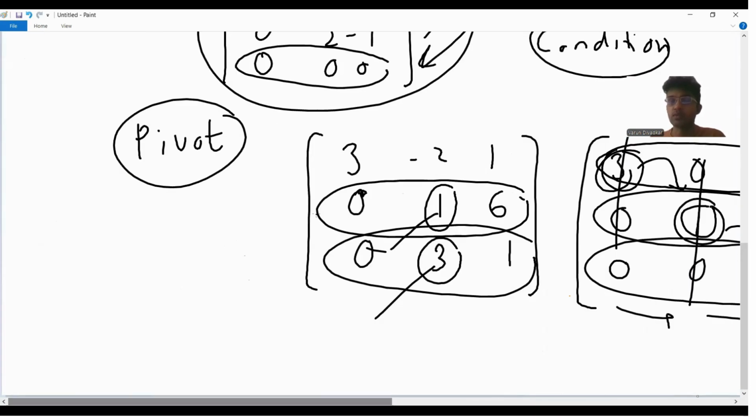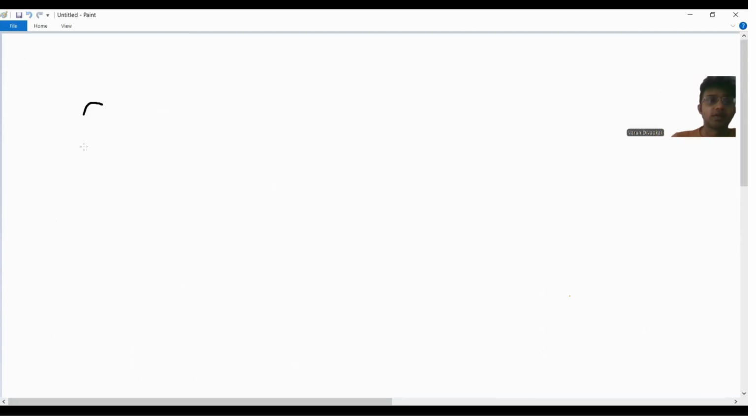Now using these two conditions, let's try to assess whether some of the matrices under discussion are echelon forms or not. So let's look at this one.